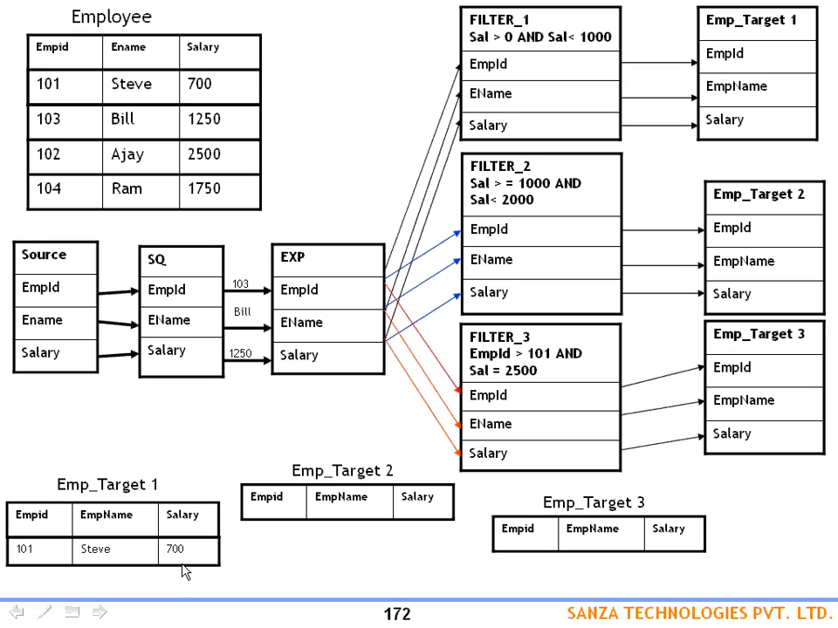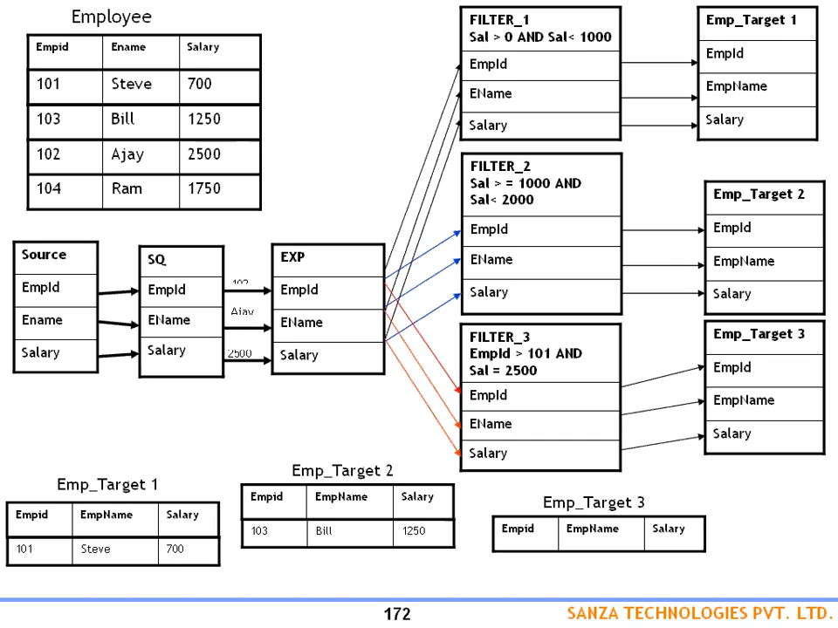Then the second record comes in, 103 Bill 1250. The output of the expression goes to all three filter transformations; that is called reading the input data. The first transformation will read the input data, and the test will be done for all the filter transformations you have in your mapping. A single record will be tested against all the filter transformations. So this record will satisfy the filter 2 condition, so it will go out and load the data into the target table.